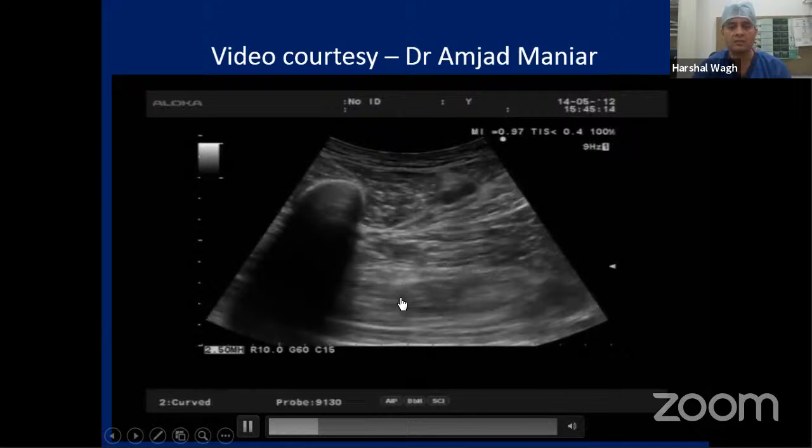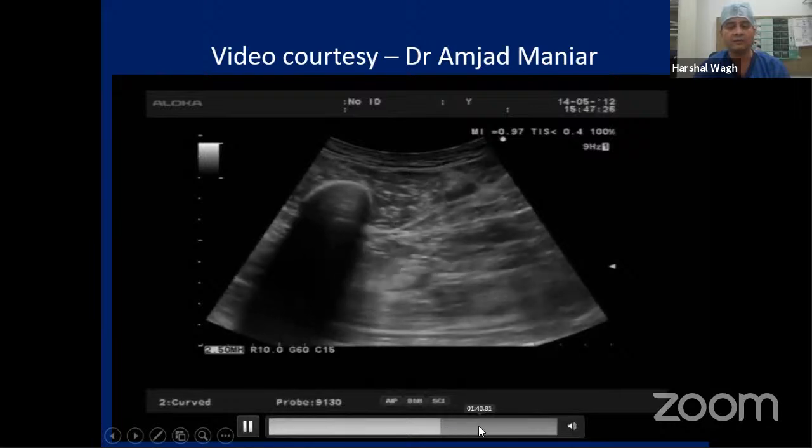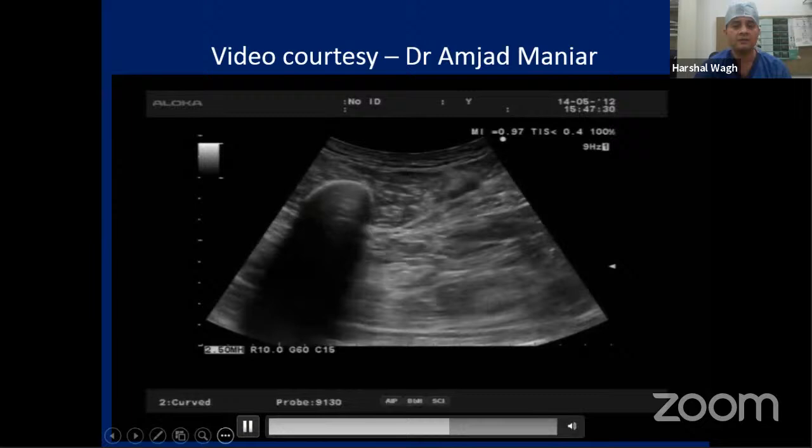And once the injection is done, you'll probably realize how the epimysium of both the muscles separate out, and the local anesthetic tracks circumferentially around the nerves. I'll just fast track this, and you can make out how well the injection is done to make sure that the local anesthetic tracks around the entire nerve, and the nerve is surrounded by the local anesthetic.